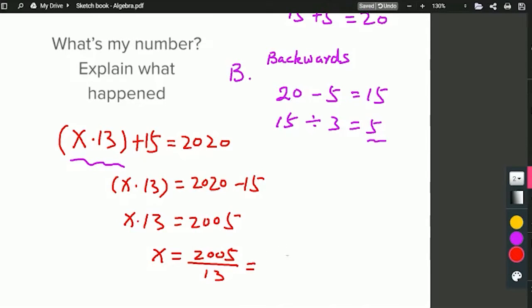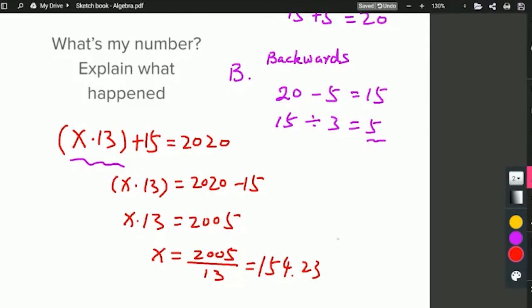And from here on, you can use a calculator. Let me quickly use my calculator. 2005 divided by 13 is, okay, 154.23. Okay. So we have the answer.